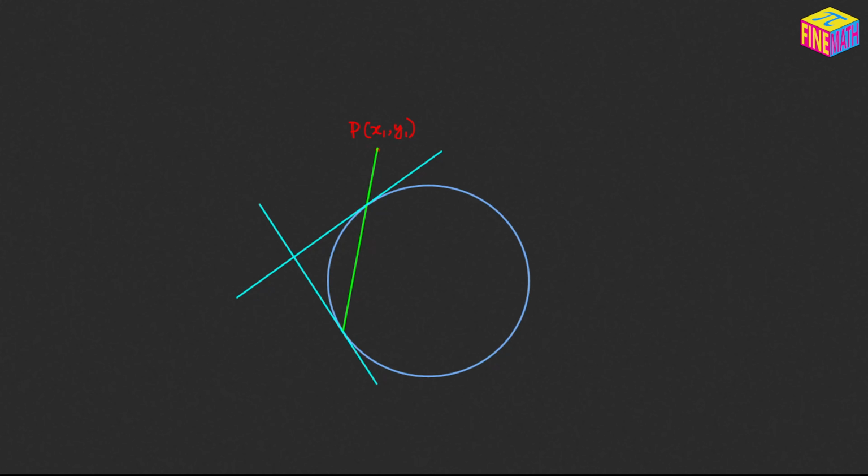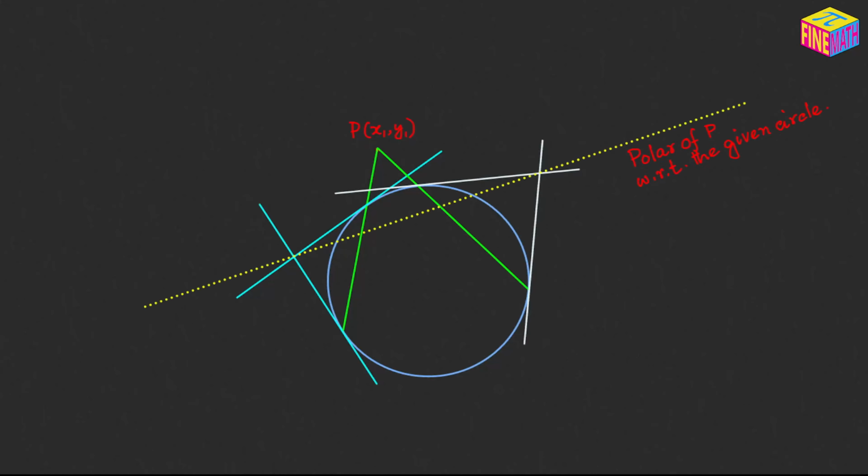Now let's draw another chord, and then let's also draw two tangents through the ends of this particular chord. The tangent lines could look like this. So now we have 2 points of intersection of the tangents, and if we join them together, that will give us the polar of this particular point P with respect to this given circle. And the polar is going to look like this. This yellow dotted line is the polar of the point P with respect to this particular circle.